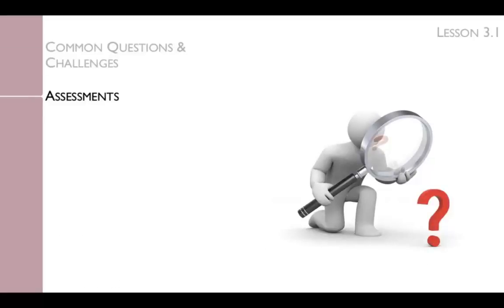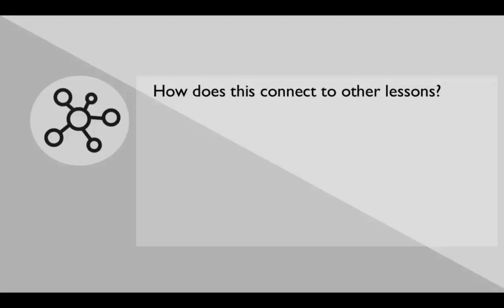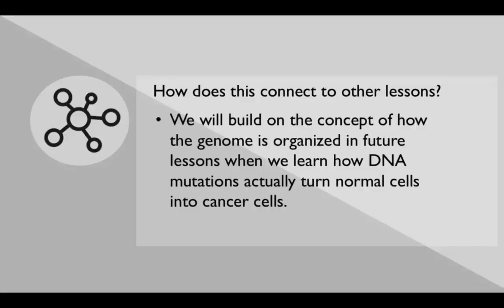At the end of the lesson, collect the lesson worksheets to assess students' explanations of the functions of introns and exons and how transposons can dysregulate gene function. We will build on the concept of how the genome is organized in future lessons when we learn how DNA mutations actually turn normal cells into cancer cells.